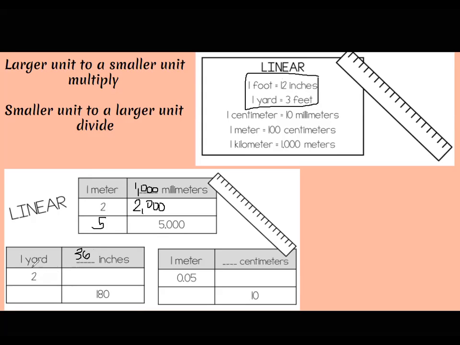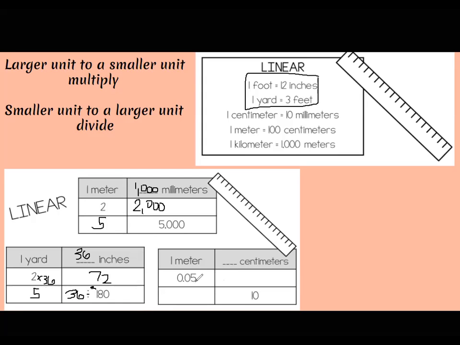So 2 yards, if we're going to go from yards that are larger to inches that are smaller, we can multiply 2 times 36, which would give us a total of 72 inches. All right, now we're going to go the opposite way. We're going to go from inches that are smaller to yards that are larger. So we're going to divide by 36. And if we take 180 and divide by 36, that's going to equal 5 yards.